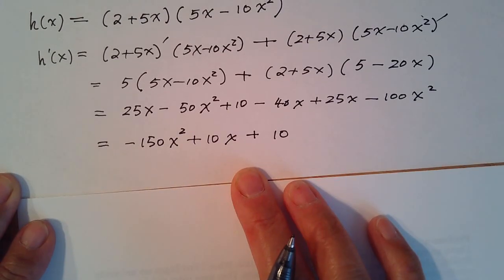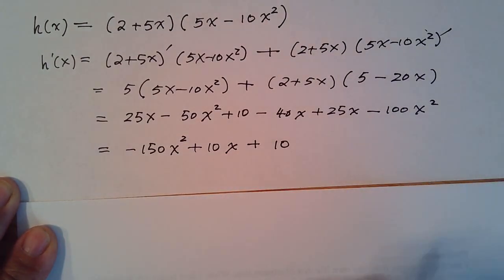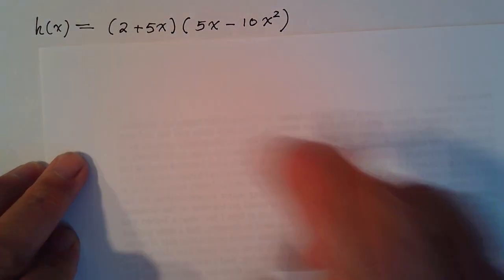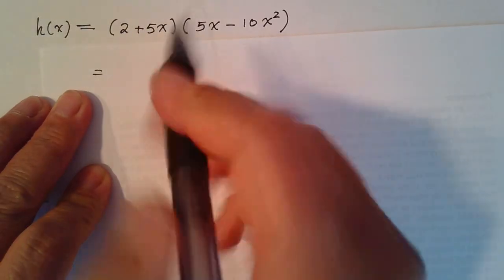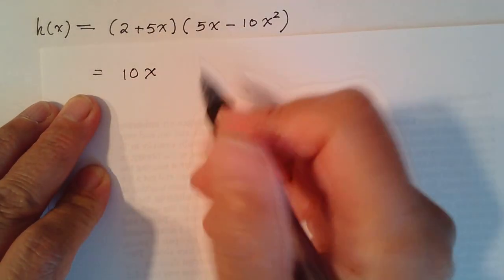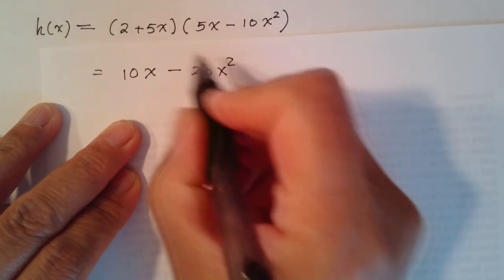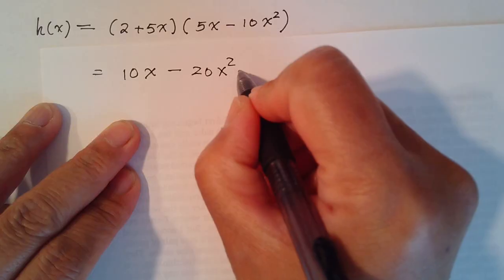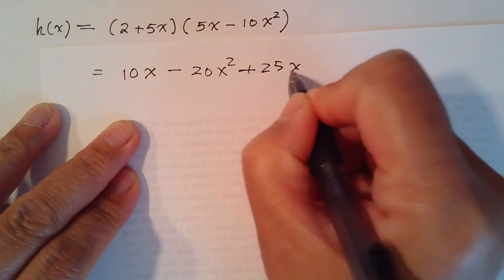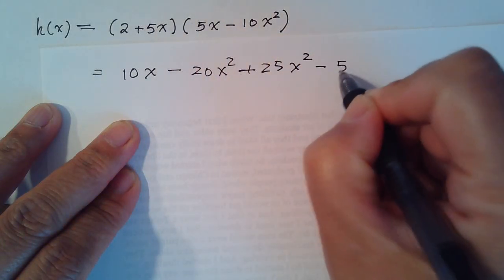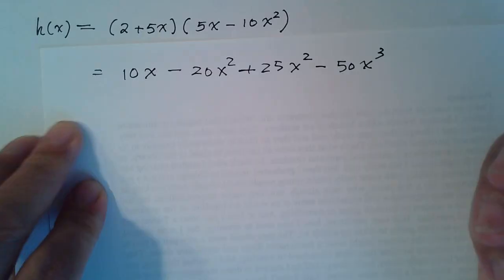What if you think, oh, can I just use the distributive property to expand this expression and then take the derivative from there? Of course, and I want to show you that you should get exactly the same answer. Let me use the FOIL method to expand this h of x. So that equals 10x, right? First by first, outer by outer is going to be minus 20x², inner, that would be plus 25x², and then 5 times negative 10, I get negative 50x³. That's your h of x.